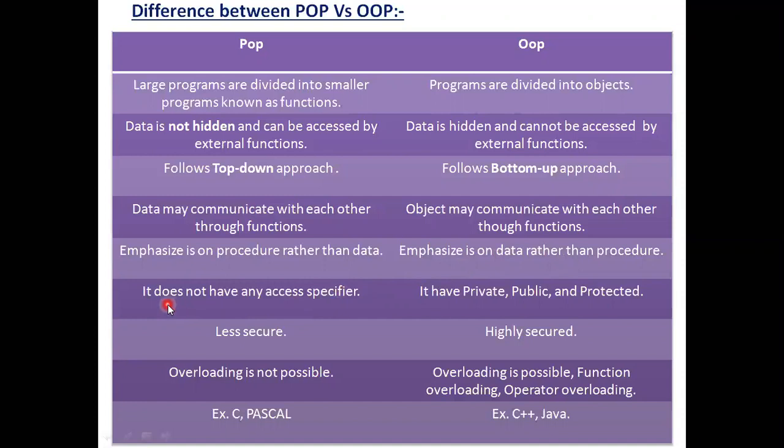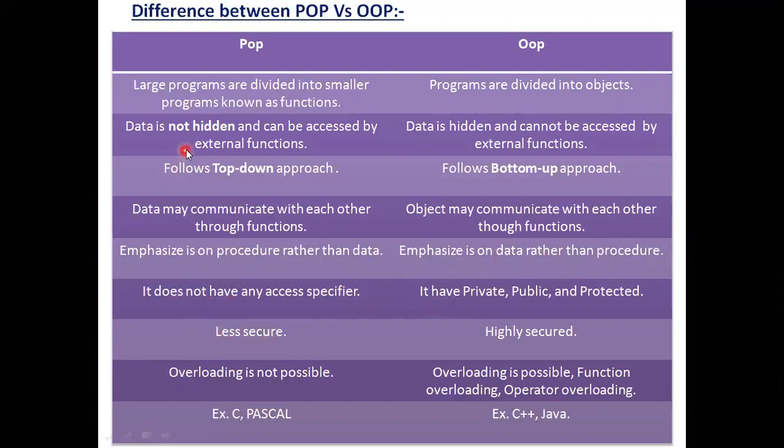In procedure-oriented programming, it does not have any access specifier. But in object-oriented programming, there are three different types of access specifiers. They are private, public, and protected. Using these three access specifiers, we are going to declare the data members as well as member functions inside the class. Okay. In procedure-oriented programming, it is less secure.